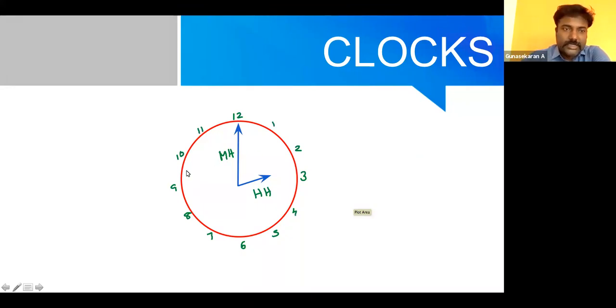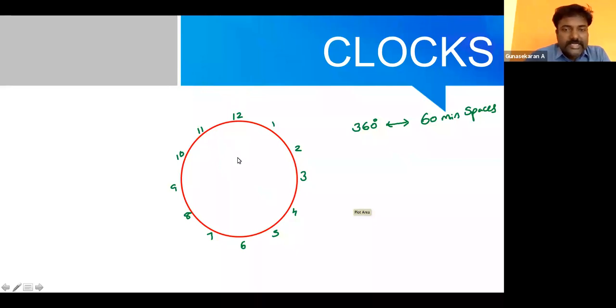So overall, this dial is 360 degrees. We can mention it as 360 degrees or 60-minute spaces. Either we can deal with all the questions using degrees or with minute spaces. Overall angle is 360 degrees, so how much is this? 180 degrees. How much is this? 90 degrees. Then between 12 and 1, what is the angle?